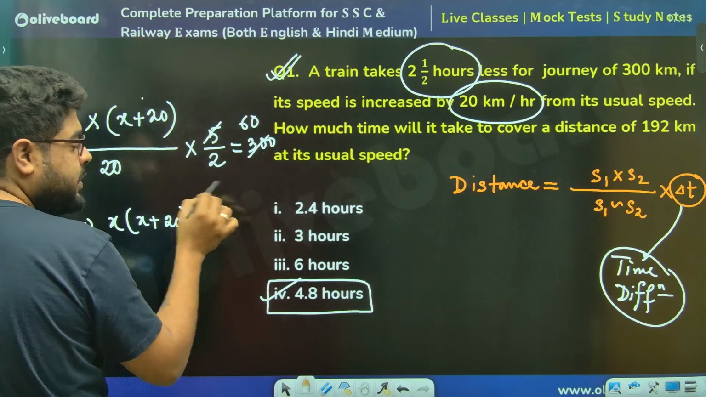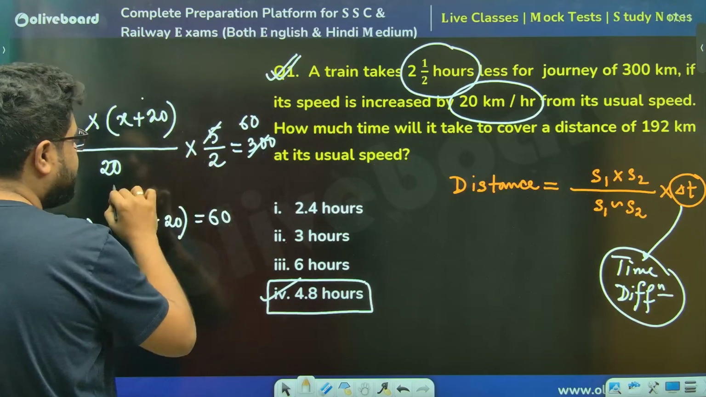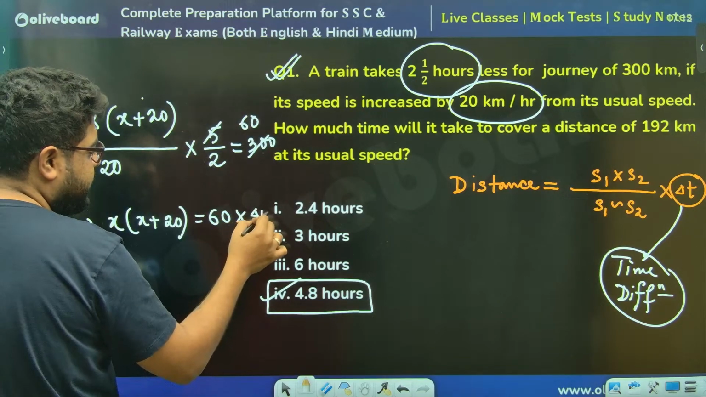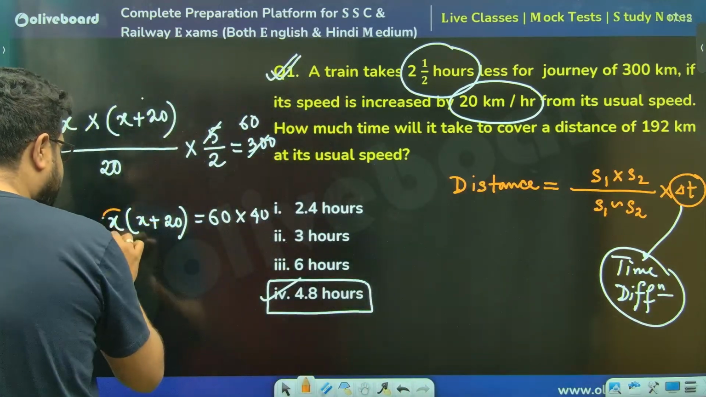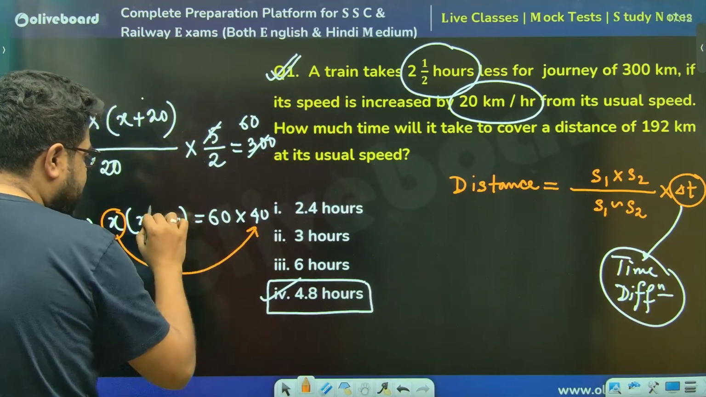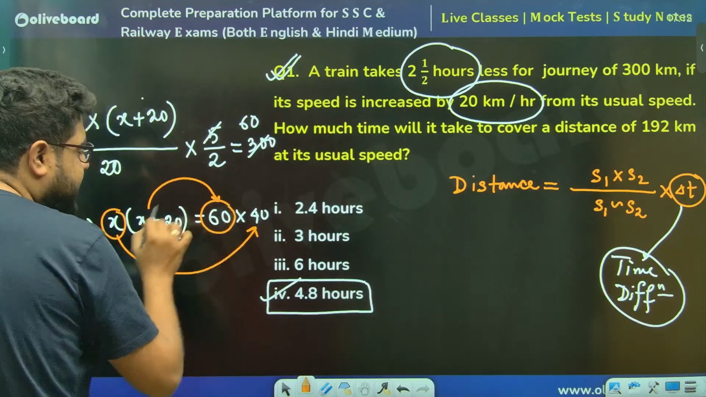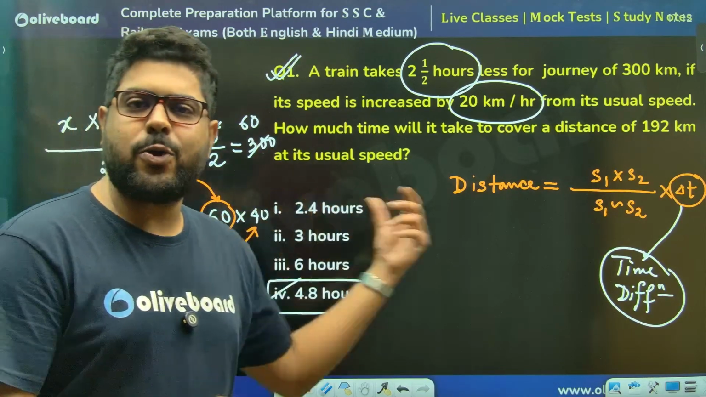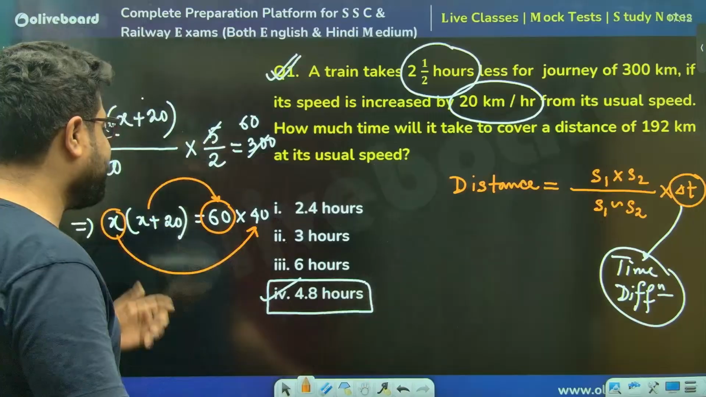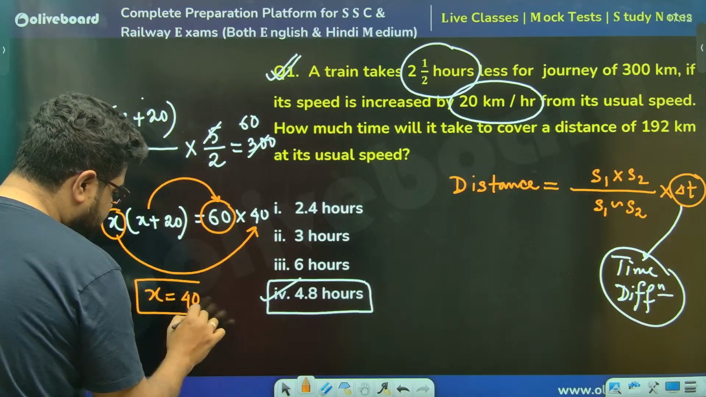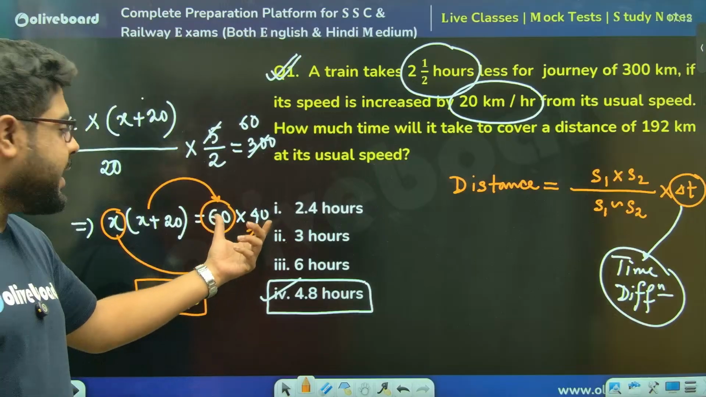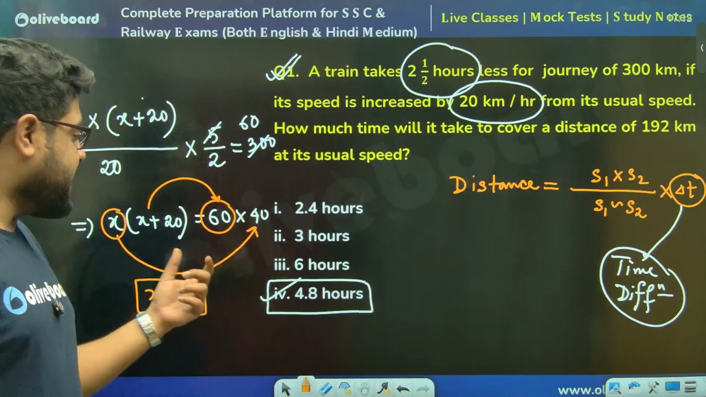Don't expand this, it will give you a quadratic. So 60 into 20 into 40, like 2's are 40. Let's think for a second: if I take x as 40, then x plus 20 automatically becomes 60. So I don't need to solve; I can simply say x is 40. That's the reason I haven't multiplied and kept it like this. So that is the usual speed.